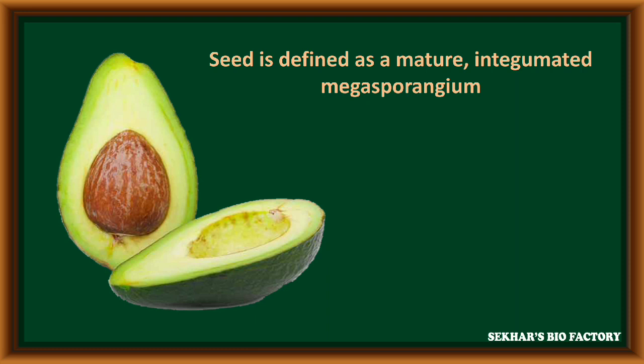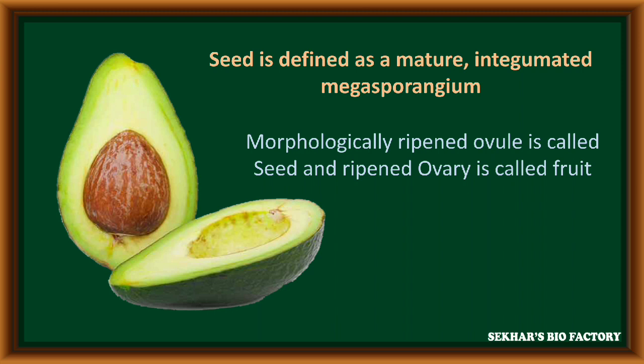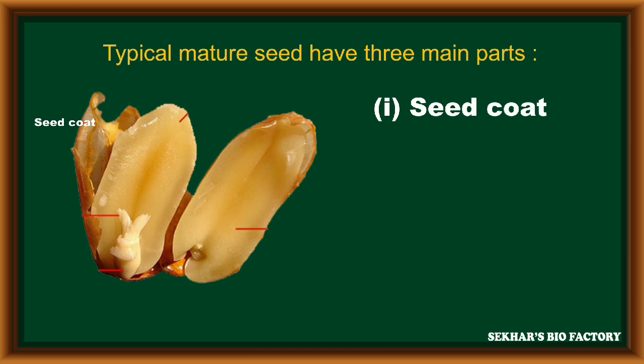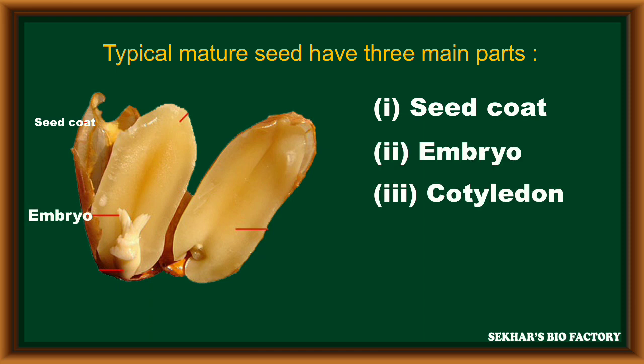Generally, the seed is defined as a matured integumented megasporangium. But morphologically, the ripened ovule is called seed and the ripened ovary is called fruit. In the structure of a typical matured seed, three parts are present. The first part is seed coat, the second part is embryo, and the third part is cotyledons.